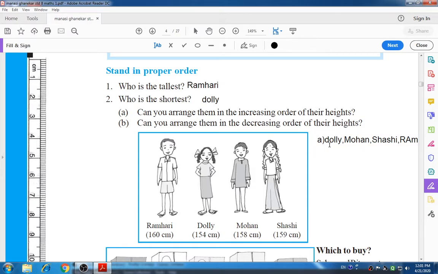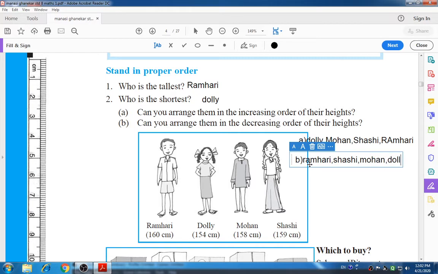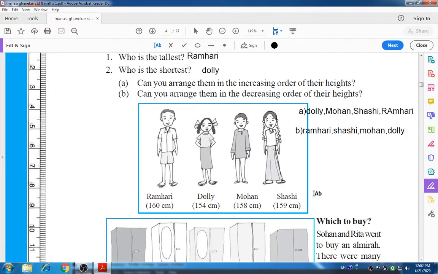Very good. Now I will write here question number B. I am going to solve it. Can you arrange them in decreasing order of their heights? Yes. So it will be Ramhari, then Shashi, then Mohan, and then the last one is Dolly. This is the decreasing order. Do you get this? Okay, very good.